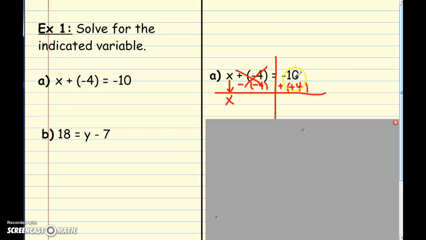When you plug that in, it's like owing a friend $10. You gave them 4. You still owe them $6. So in this case, our solution is x equals -6.